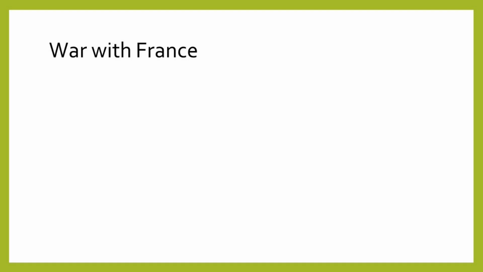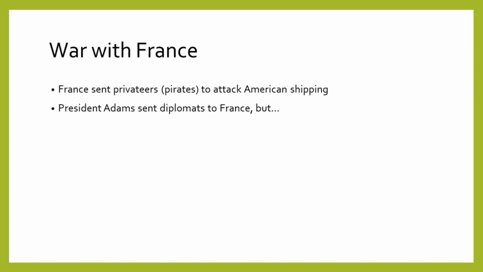France saw the Jay Treaty as proof that the US was going to side with Britain, so they sent French privateers after American shipping. The US had essentially no navy at this point, so they had no way to defend their merchant ships. Adams tried to solve this problem peacefully, but when the American diplomats got to France, the French asked them to pay a bribe before they even started negotiating.